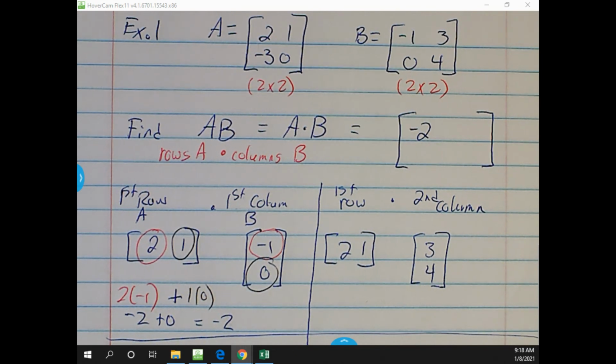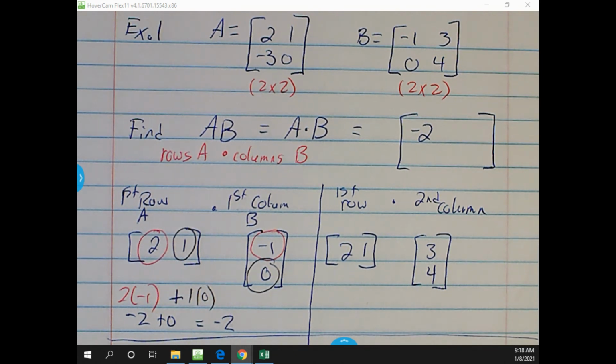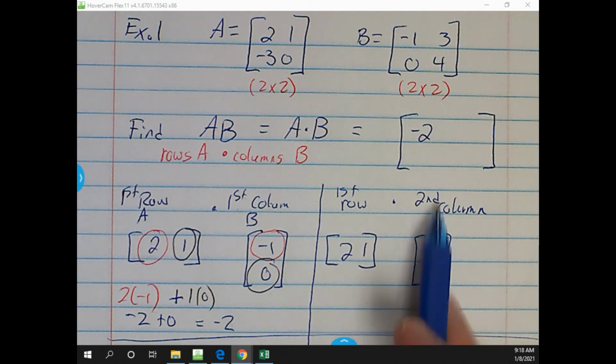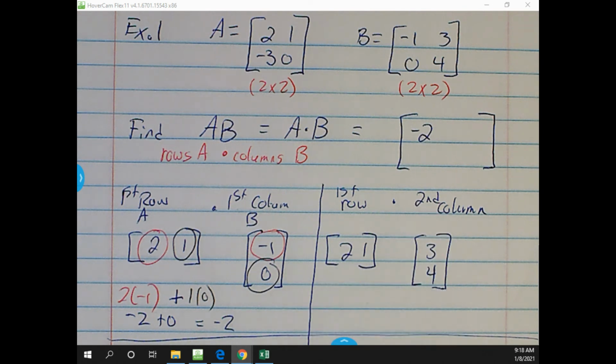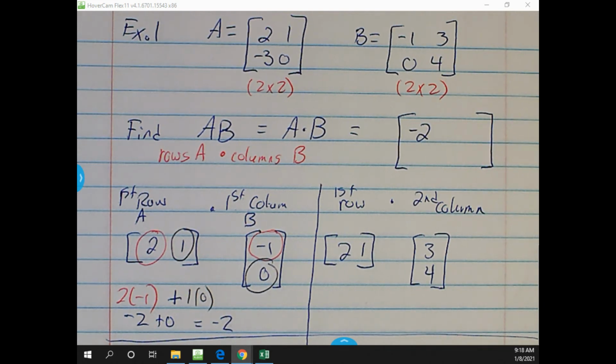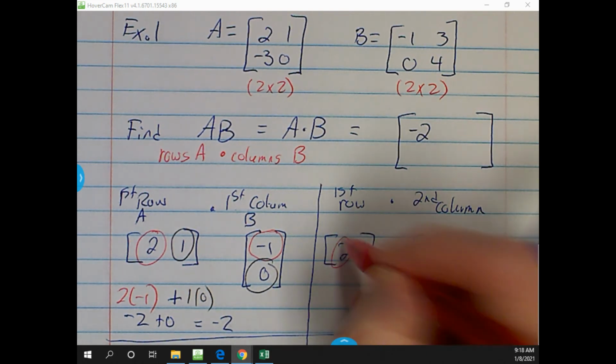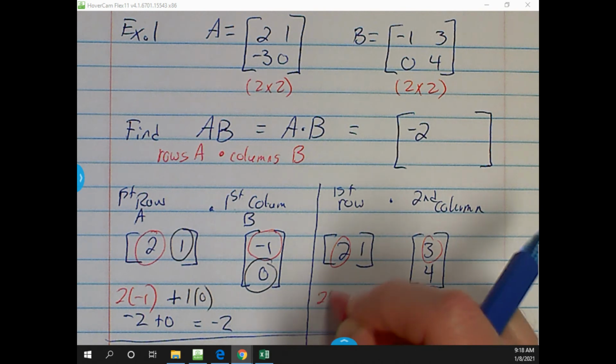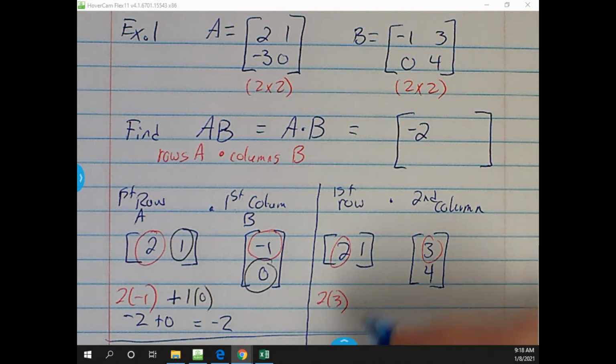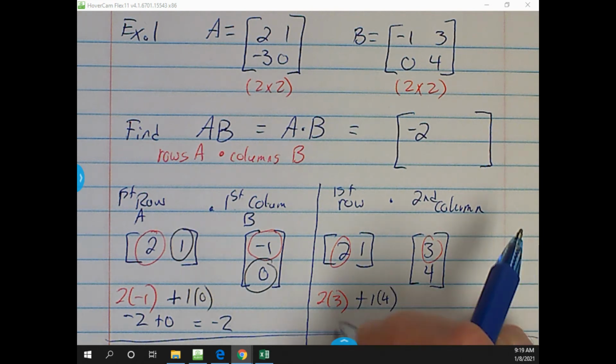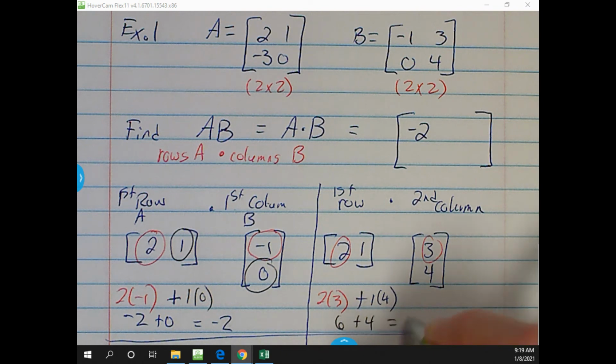Okay, and honestly, the hardest thing on this one is just making sure you don't jump around and move locations. The hardest thing is just staying focused and making sure that you're doing the first row and the second column and you're not mixing anything up. So it's not really hard. You just have to stay focused when you go through this thing and go through the steps. Okay, so it's 2 times 3 plus, and then we're going to do 1 times 4. So that is 6 plus 4, which would be 10.